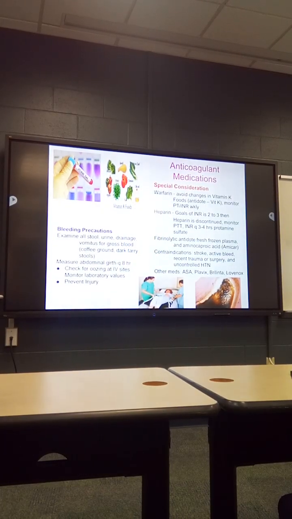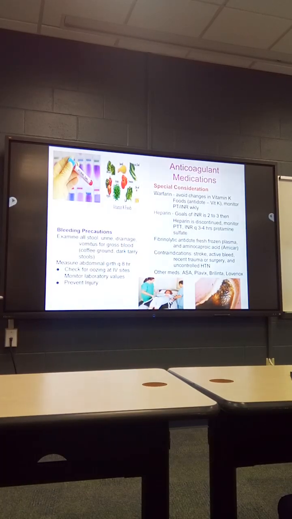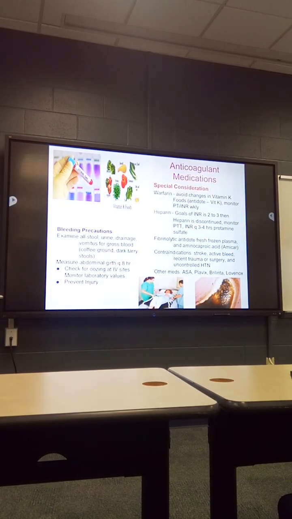Other considerations, we have anticoagulants when people are cardiac patients. So Coumadin, warfarin, we want to make sure they don't change their vitamin K consumption because it interferes with Coumadin. Heparin, we are looking at their INR. We don't want them to coagulate so much. We want to decrease their coagulation because maybe they're at risk for blood clots. So they're on a heparin drip or just given heparin sub-Q. Most of you have probably given heparin sub-Q 3 times a day. We're monitoring their PTT and INR.